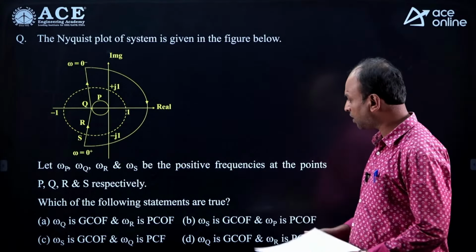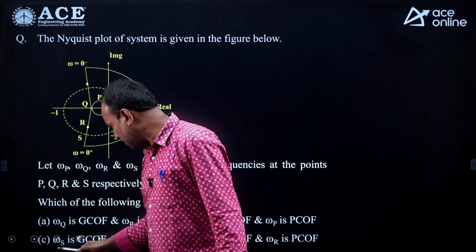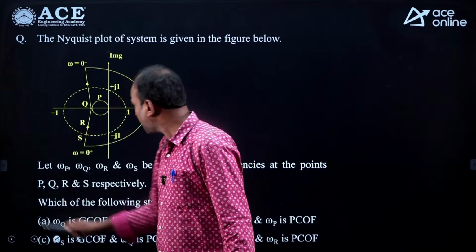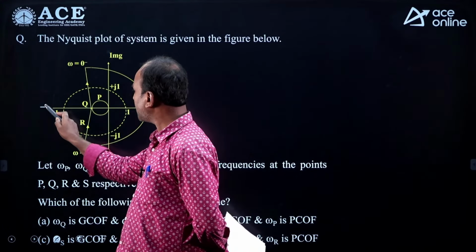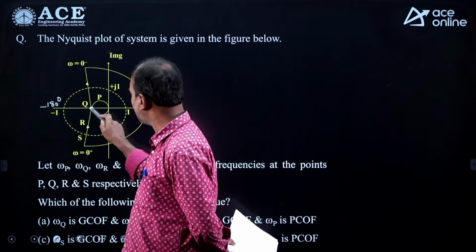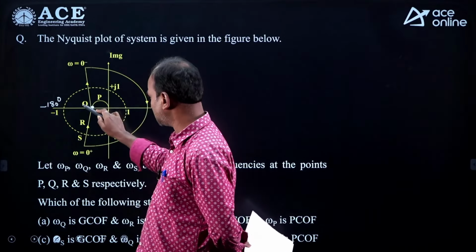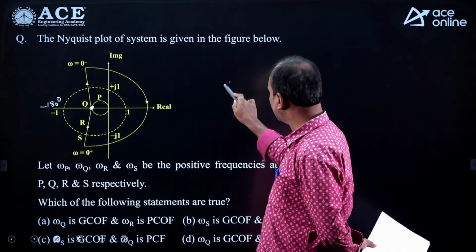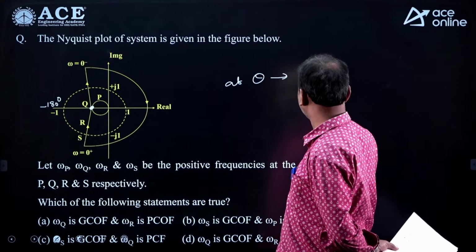Now this is a Nyquist plot. A very simple question here. Observe, from this data, what is the examiner asking? Gain crossover frequency and phase crossover frequency. No doubt, it is the negative real axis, minus 180 degrees. The point where the plot touches minus 180 degrees is called the phase crossover frequency. So at Q it is the phase crossover frequency.